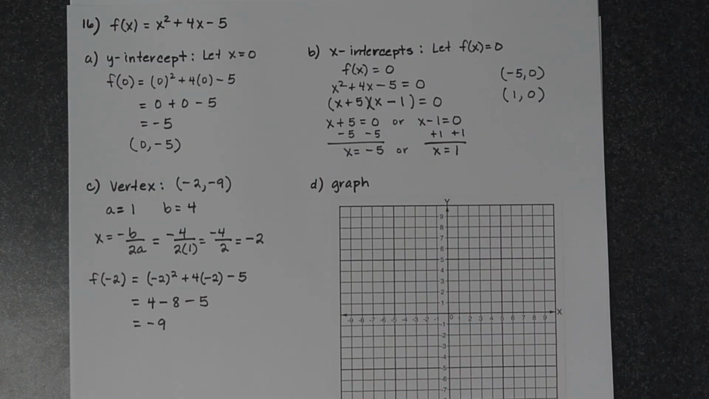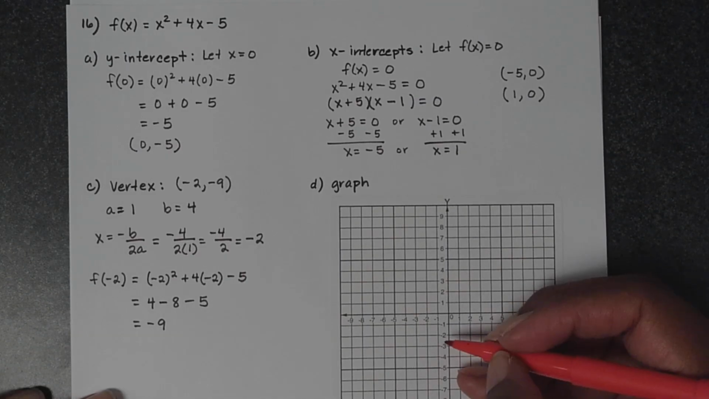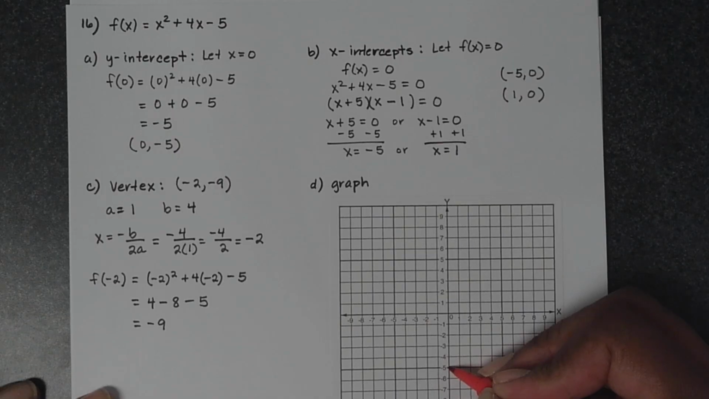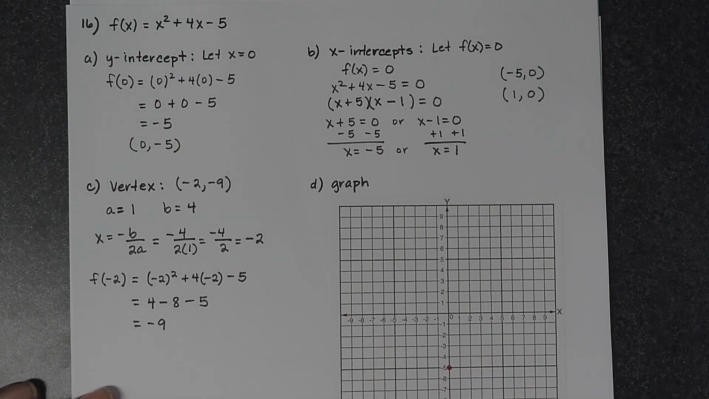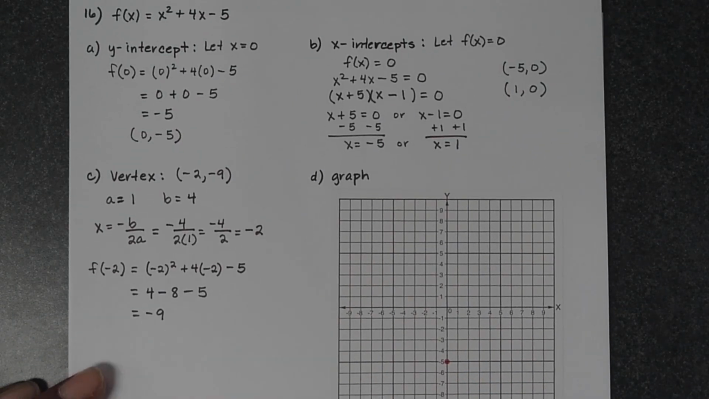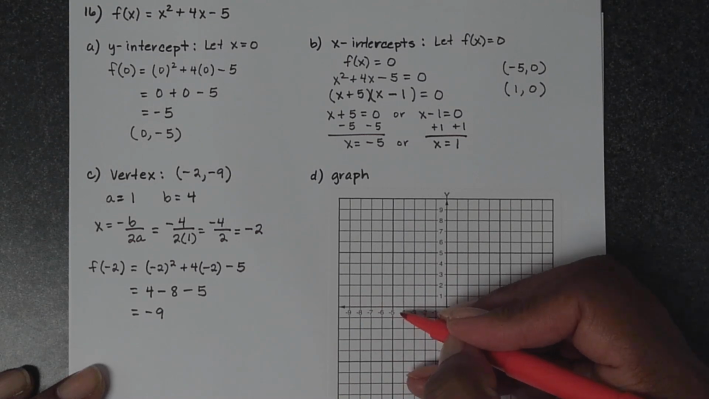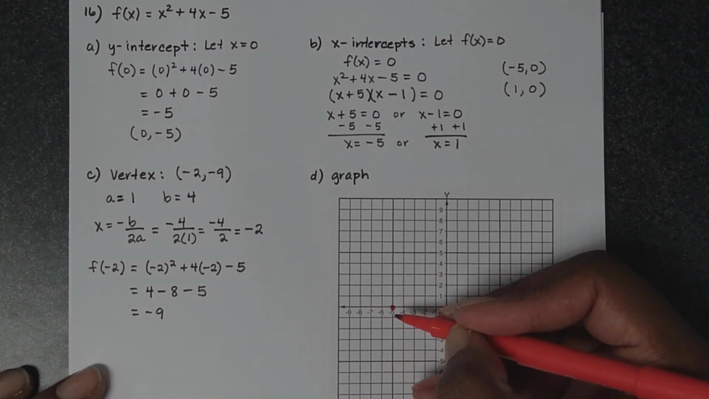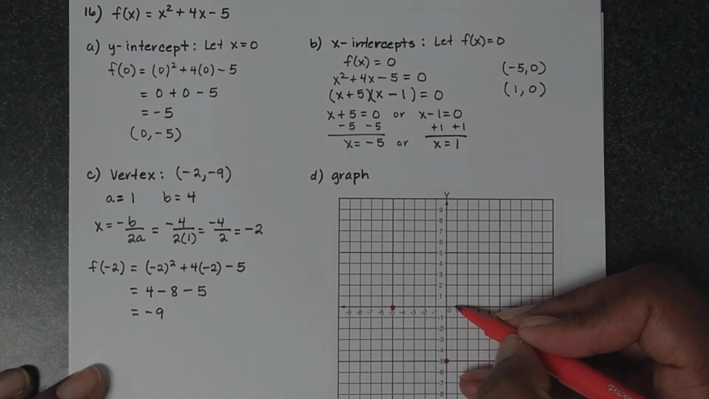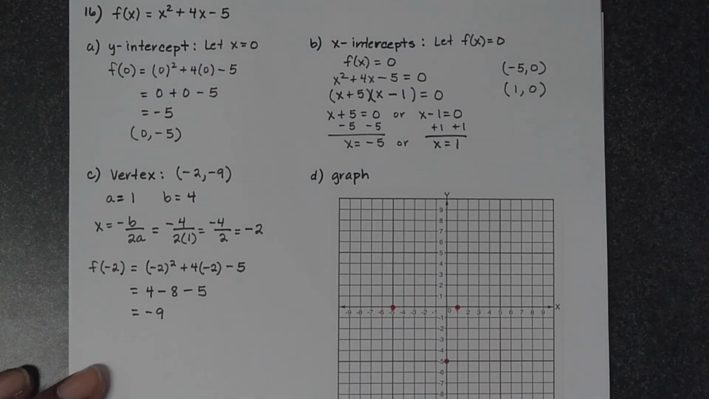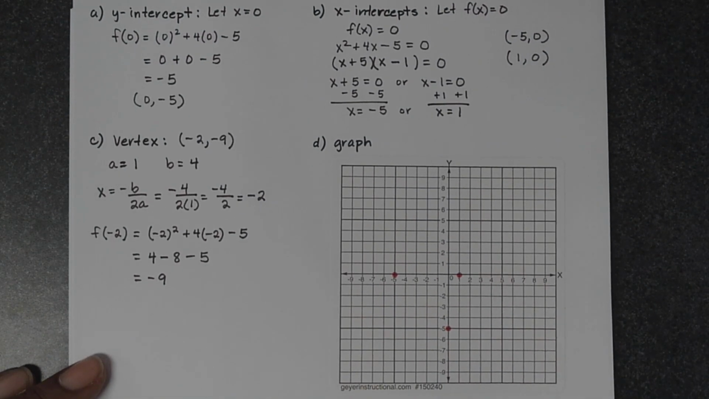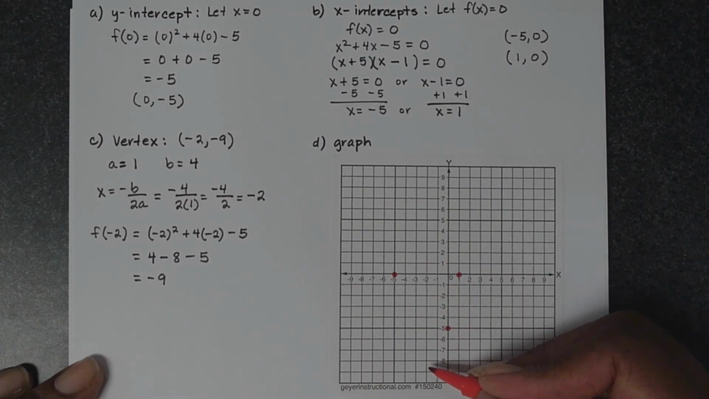All right, so now let's plot what we already have. The y-intercept we already have is (0, -5). So I stay at 0, but go down to -5. My two x-intercepts are (-5, 0), so this will be to the left 5 on the x-axis, and the other one will be (1, 0), so (1, 0) will be on the x-axis as well. And then (-2, -9) is the vertex, so I'm going to go to the left 2 and down 9.